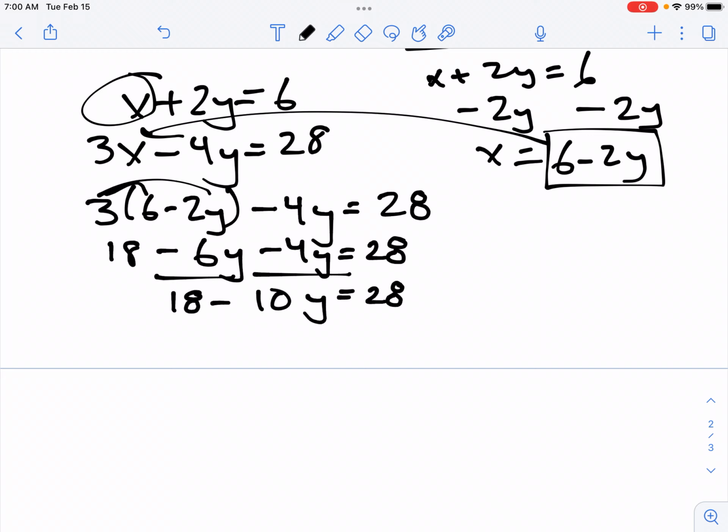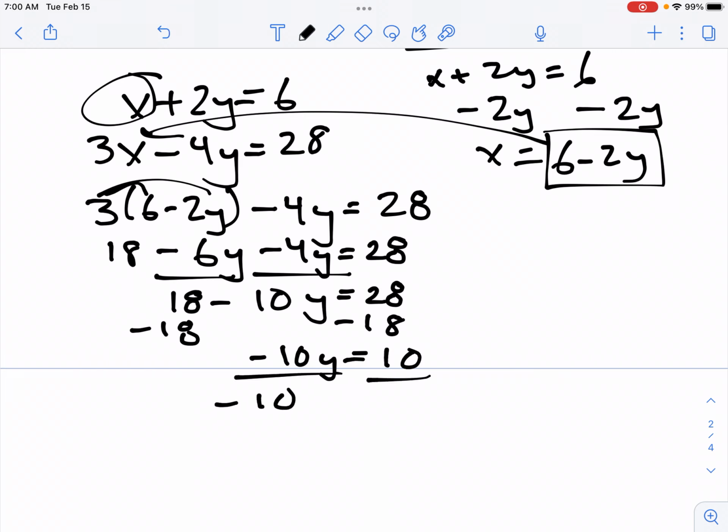Now let's move that 18 over, and you get negative 10y is equal to 10. You can see that on a lot of these, they start to work out and look pretty nice. So that cancels there. When you divide by negative 10, you get y is equal to 10 divided by negative 10, which is negative 1. So let's take this negative 1 now and substitute it into one of those equations. Let's put it in the top one.